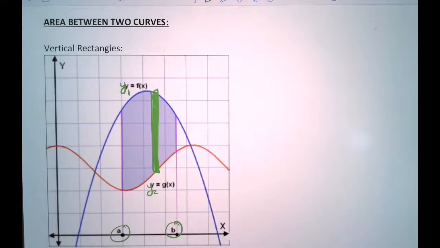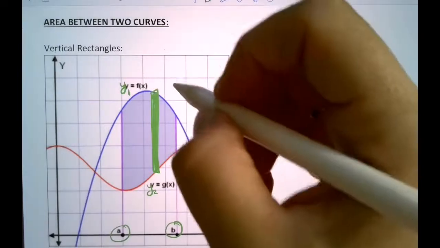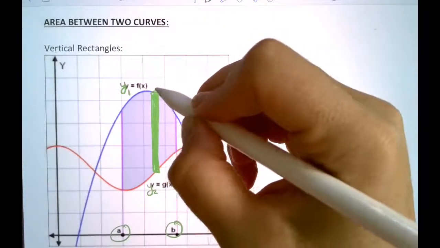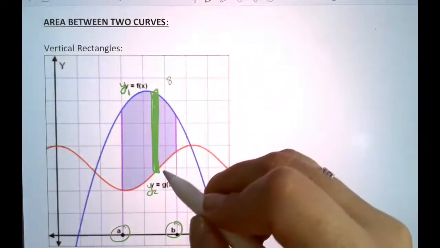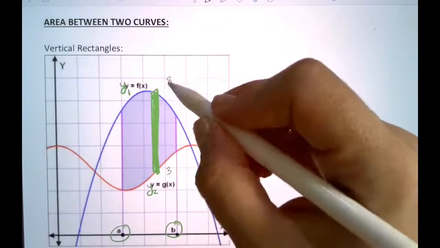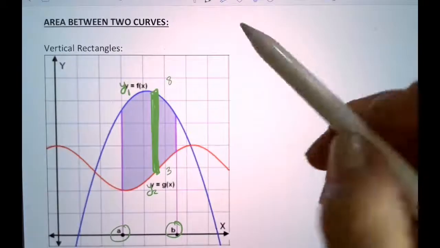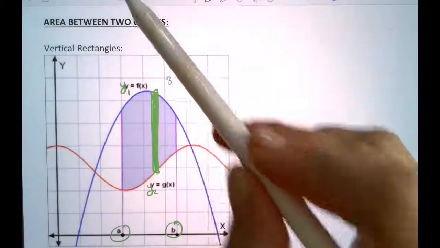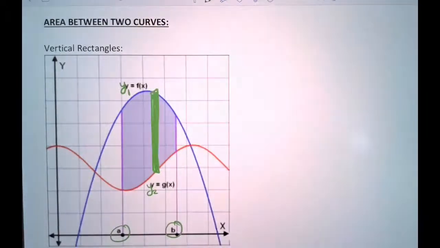So in this case, if I wanted to say how long this is, I would just subtract these. If I say, hey, this guy has a y value of 8, and I'm just making this up, and this guy has a y value of 3, I would say the length there is 5. 8 minus 3 gives you 5. So I'm certainly not saying those were the real numbers.